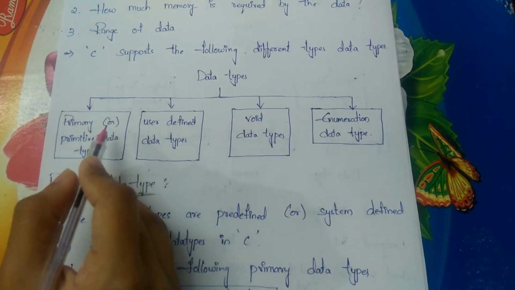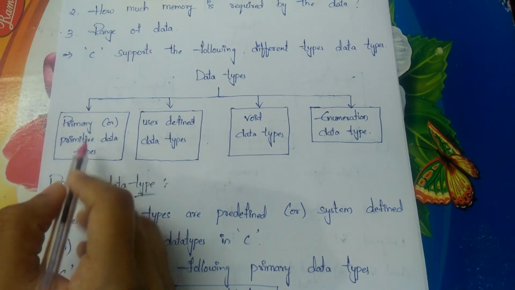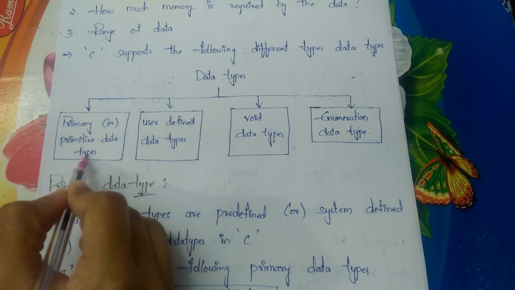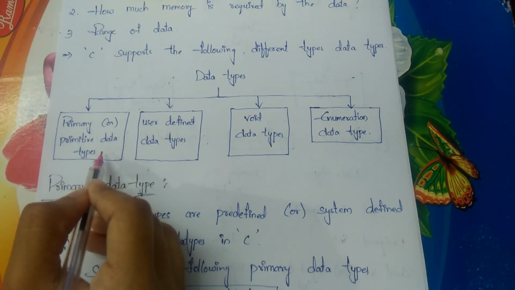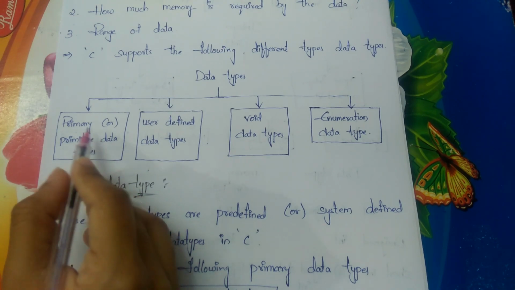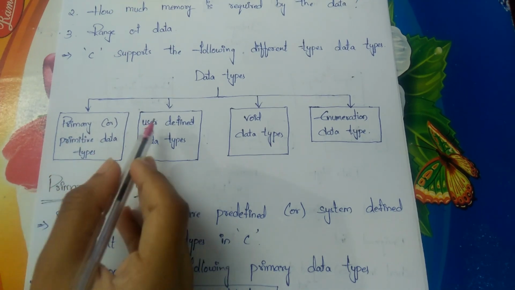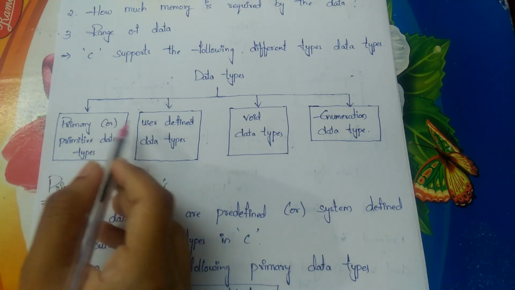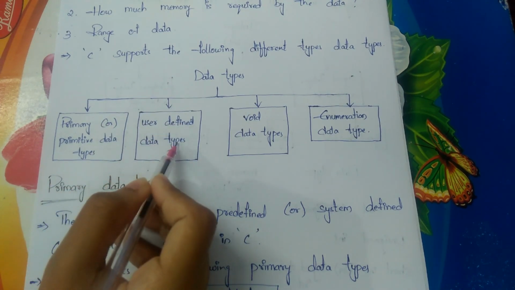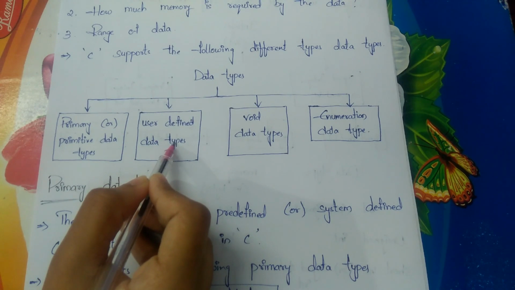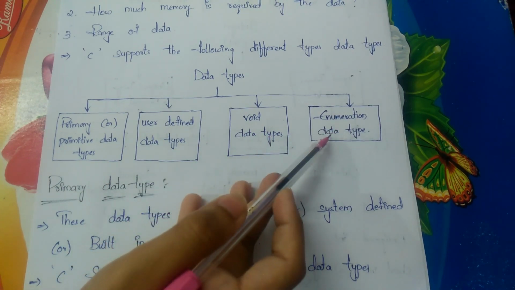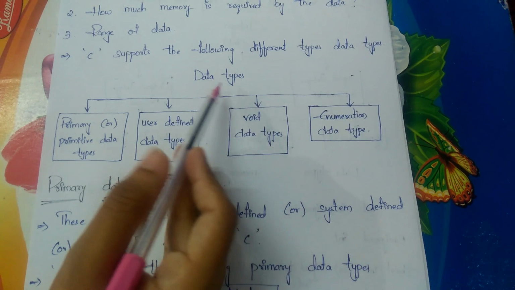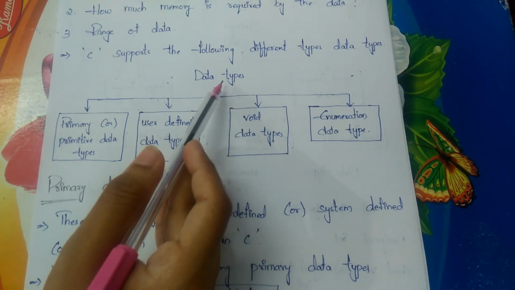The first one is primary or primitive data types. These are the predefined data types like int, char, float, and double. These are called primitive data types. The second one is non-primitive, which is nothing but user defined data types. So the user defined data types are also called non-primitive data types. The third one is the void data type. The next one is the enumeration data type. So all these are the types of data types.